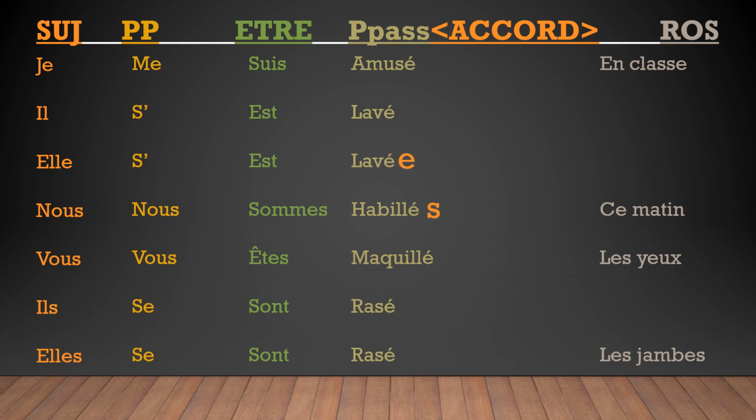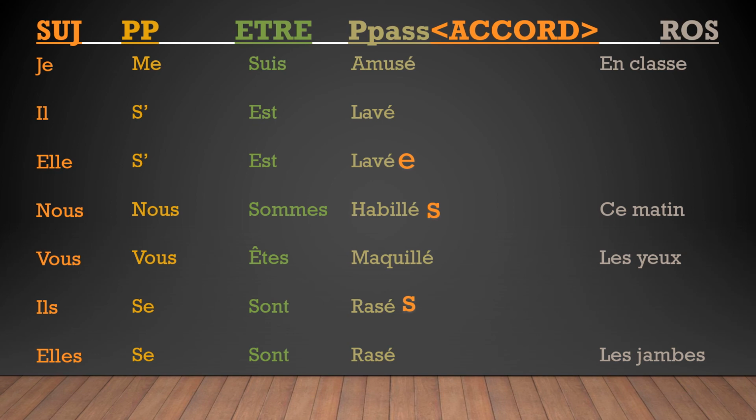Ils se sont rasés. What got shaved? Se or the ROS? Since there is no ROS, that means se is my direct object. That means I need agreement. Since it is plural masculine, I must include an S.